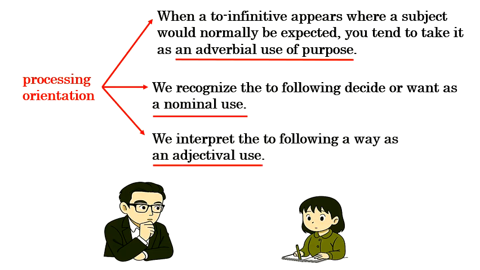I see. So the awareness that to, with a future or purpose-oriented sense, gets channeled into different processing orientations. That is, one that treats an infinitive as adverbial. One that treats it as nominal. And one that treats it as adjectival. Is that right? That's right.